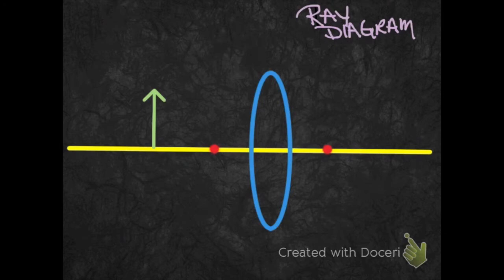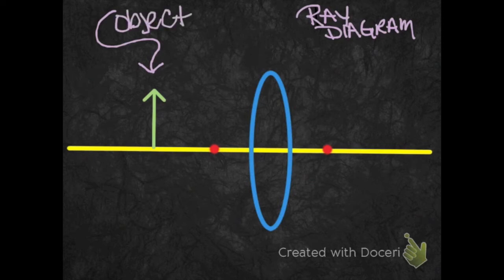Okay, the next thing we're going to be looking at is the ray diagram. This is where we're going to draw lines to find out whether an image is upright or inverted and whether it looks like it's in front of the lens or behind the lens. It's actually pretty simple if you just keep it simple. There are 2 lines that you're going to draw, and that is it. To begin with, this green arrow right here is our object.